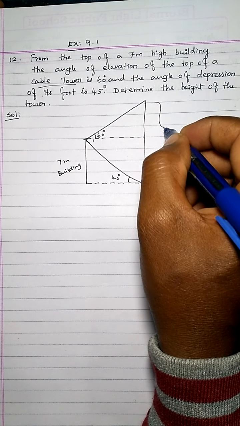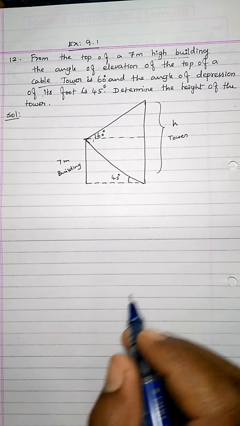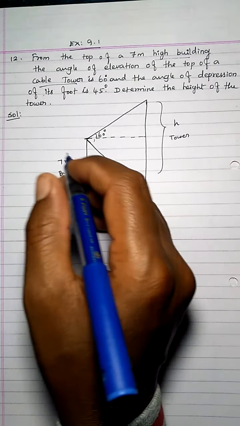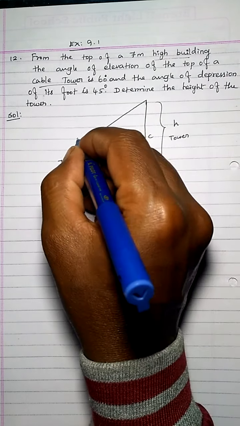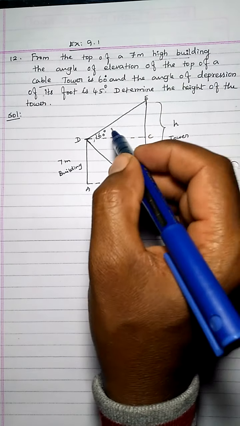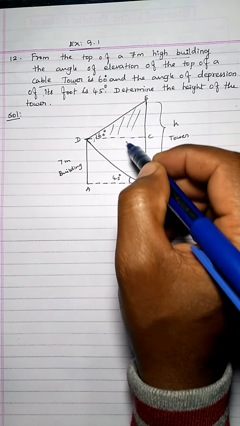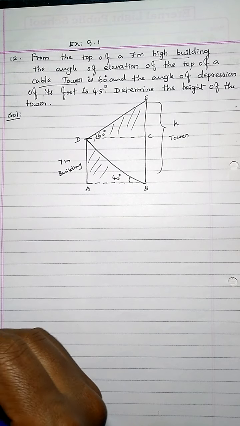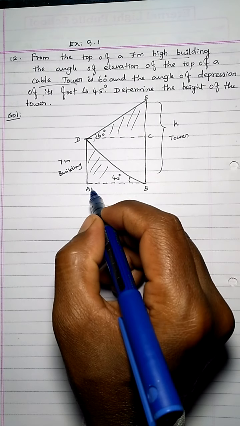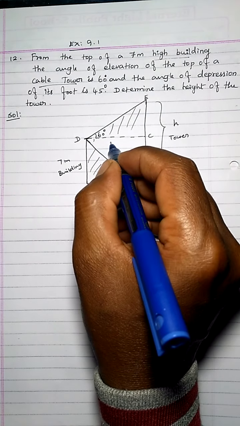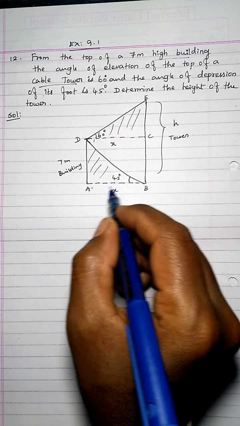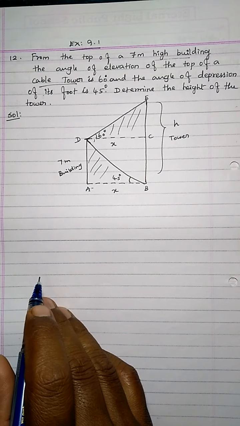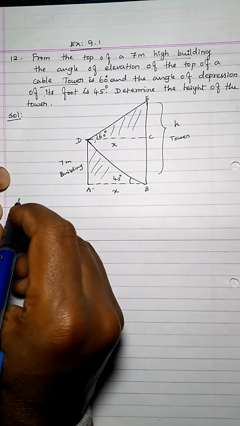Let us take that height of the tower as h. Now let's give the names here for the triangles: A, B, C, D and E. So here we have two triangles, triangle 1 and triangle 2. Both the triangles' base is common. Let us take that base as x, and this base also will be x only, because AB equals DC, right? Now let's take two cases here.